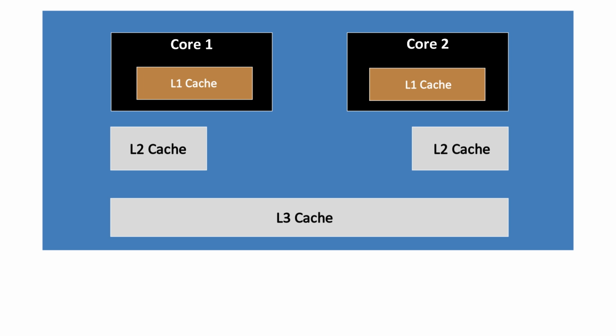So a quick takeaway from this discussion is that L1, L2 and L3 caches go in decreasing order of performance and speed, but in increasing order of storage space.